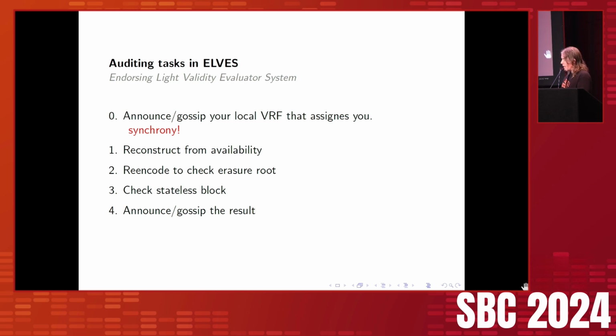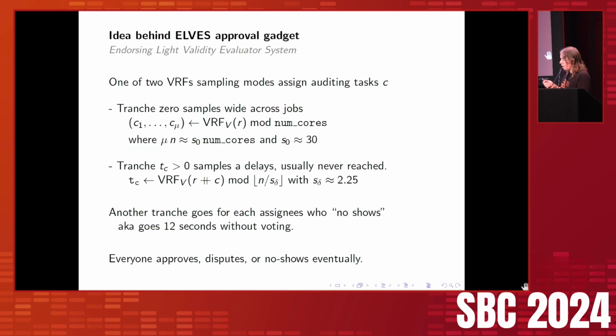So that's what an auditing task looks like. And now, how do we decide what happens? So who's doing what? There are 2 VRF conditions that decide what people are going to be auditing. The first one we call tranche 0. It samples widely across all of the incoming parachain blocks.